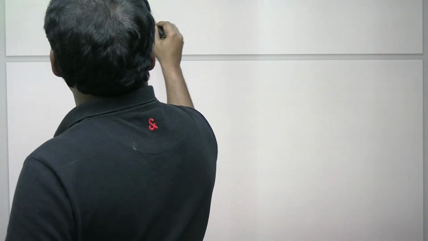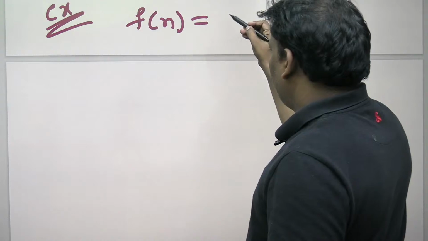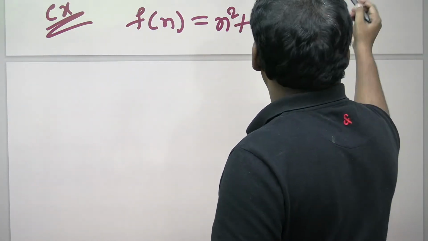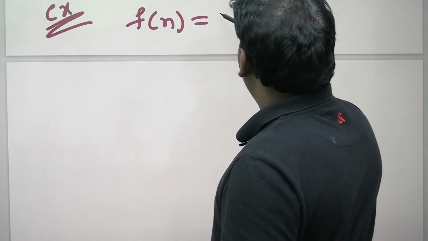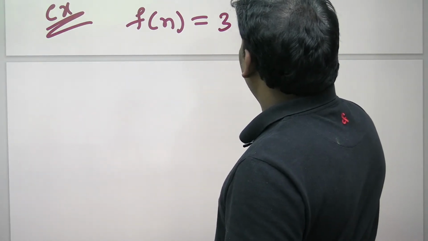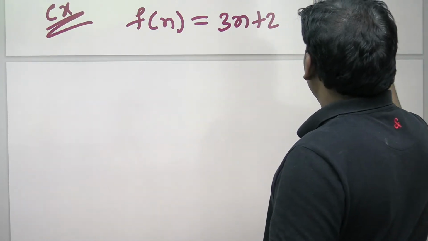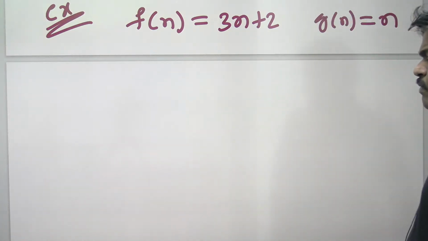Let us assume that f of n is equal to n square plus... I am writing this: f of n is 3n plus 2, g of n is n. F of n is 3n plus 2, g of n is n.